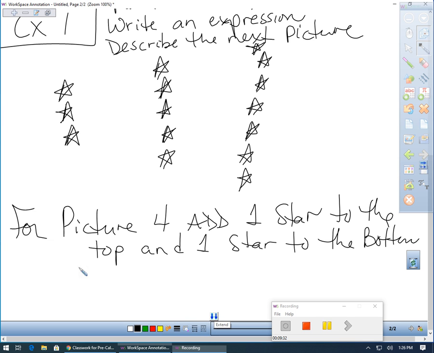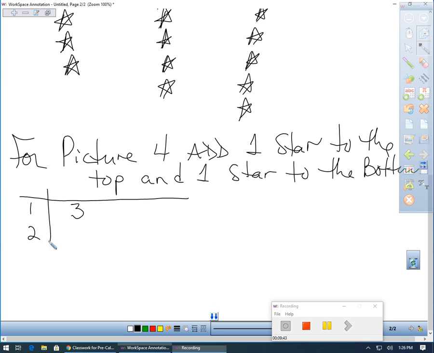Now we're going to make a table. So here's my table. Remember the first column is the picture number. So picture number 1, we have 3 stars. Right? Picture number 2, then, we have 5 stars. Picture number 3, 7. So we're going to write an expression using this. So first we're going to do our loops. Make sure they match. 5 minus 3 is 2. 7 minus 5 is 2.